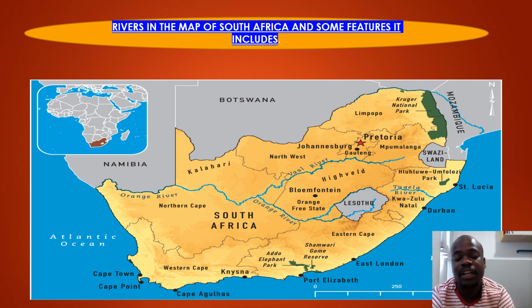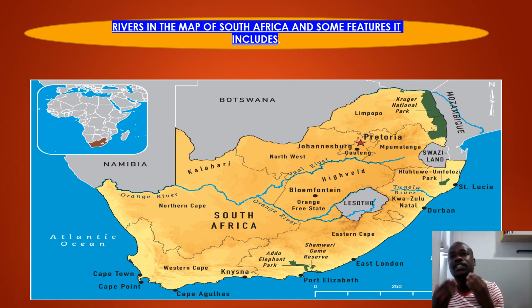It's written: rivers that are found in the middle of South Africa and some features it includes. Right, guys, rivers are some of the features that we can see on the screen, right? If you check very well, it states that the rivers are shown by the lines here. So just to give a hint, rivers start on high ground in the mountains, right? They flow downhill to the sea, as you can see on the slide here.